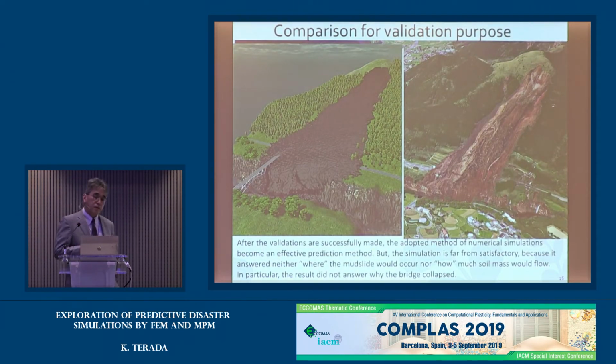For the validation purpose, we compare the result with the actual situation. Okay, it seems to be fine, but after the validation is successfully made, the adopted method of numerical simulation becomes an effective prediction tool. Okay, but reality is not. In fact, the simulation is far from satisfactory because it answered neither where the mudslide would occur nor how much soil mass would flow. In particular, the result doesn't answer why the Aso Bridge collapsed.